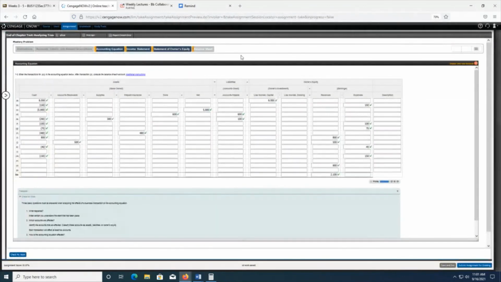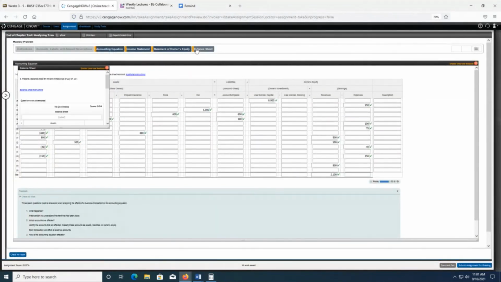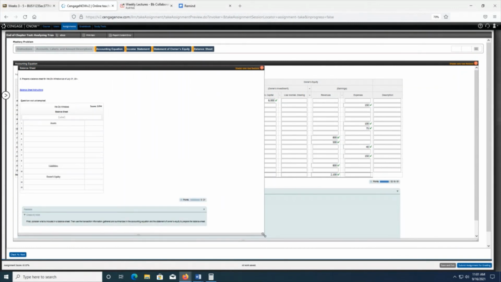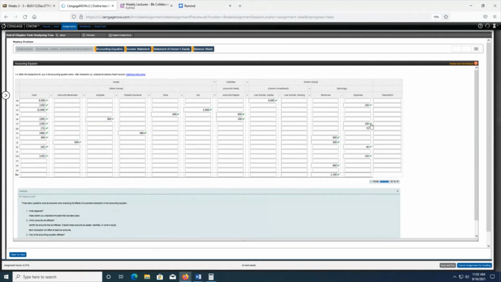See, the balance sheet looks like this. And like I said, I always drag mine out. This corner, you can use it to drag out. It's worth 21 points. This is how much this is worth, and this is why you don't want to skip this. This one is worth 61 points.